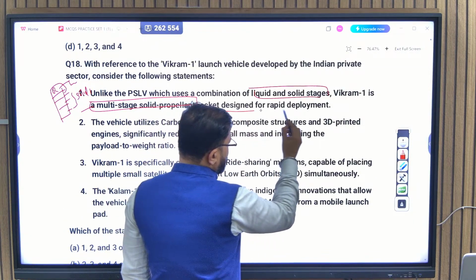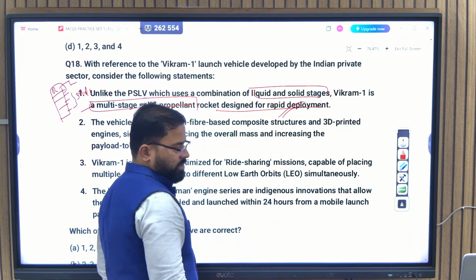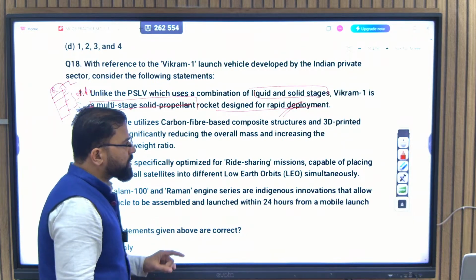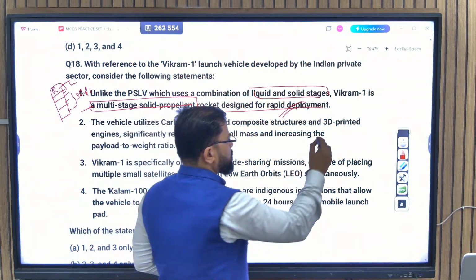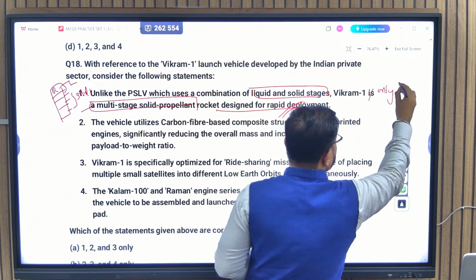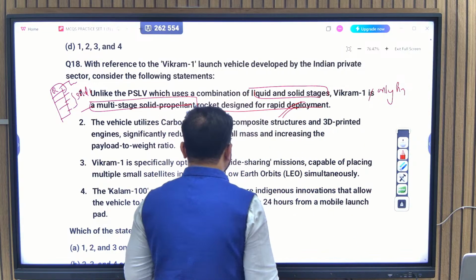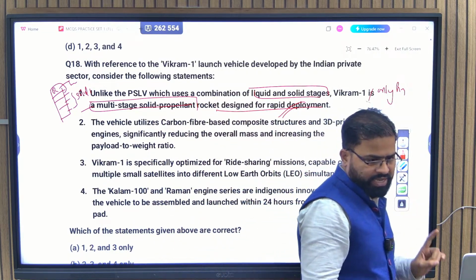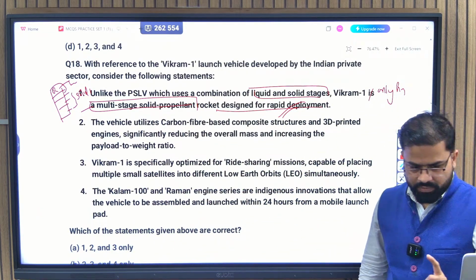Okay, designed for rapid deployment. This statement is true. If the statement becomes that Vikram 1 only has multi-stage solid propellant, then that statement will be incorrect. Is it okay?